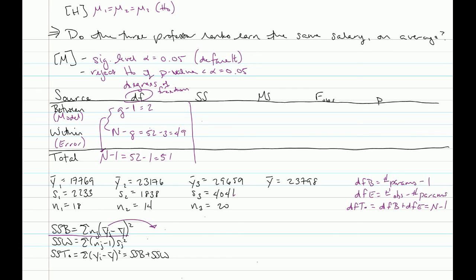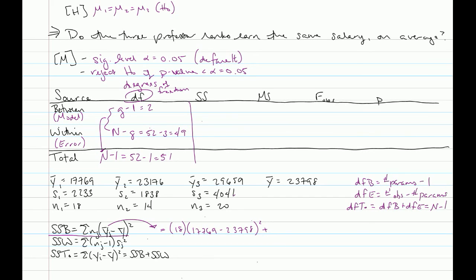So we can calculate this. This is going to be 18 times 17,769, so that's the group 1 mean, minus the grand mean, 23,798. And we're going to take that deviation and square it to make sure that it's positive. And if that were a big deviation, it would contribute a lot to my between groups sum of squares. So when we talk about a sum of squares, we're always talking about a sum of squared something. In this case, it's a sum of squared deviations. How much do my group means deviate from my grand mean?